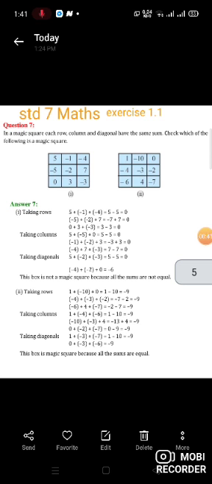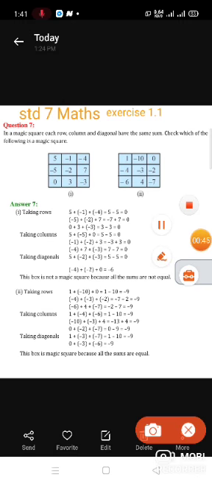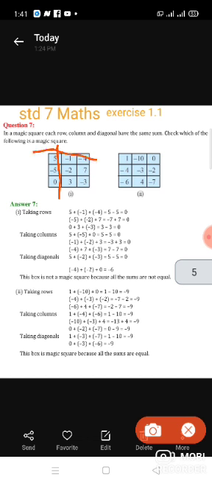Before this, we should know what a column and a row are. So dear friends, the vertical line you are seeing is the column, and the horizontal line is the row. In this way we will do the addition of all the rows and all the columns.